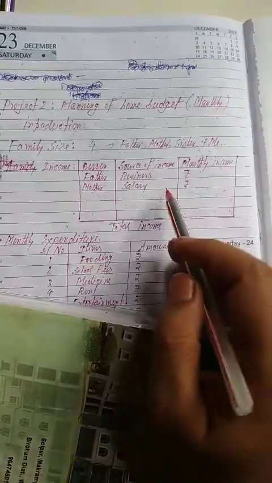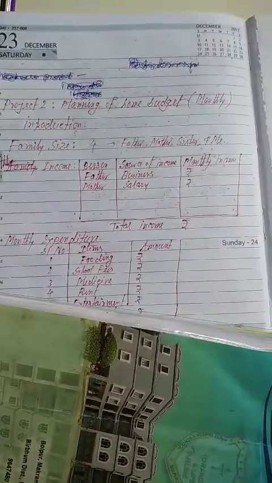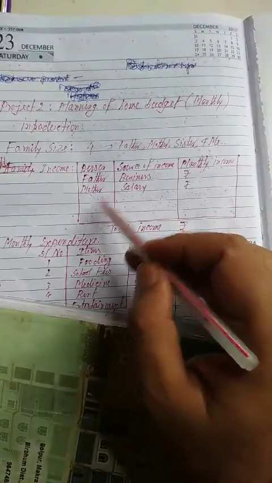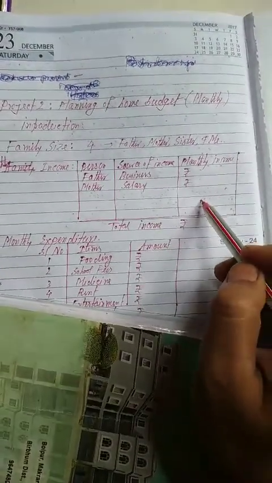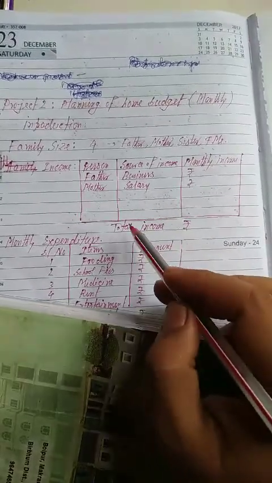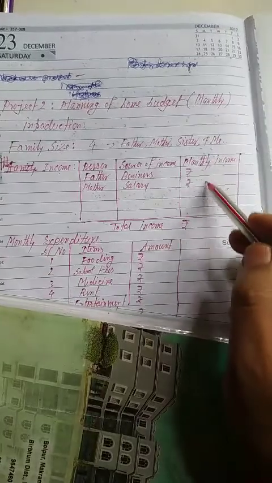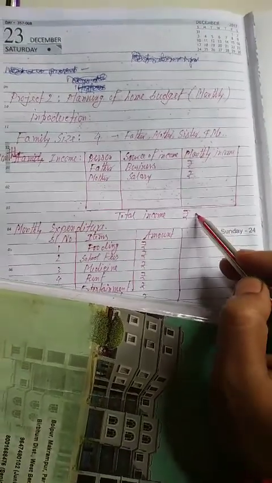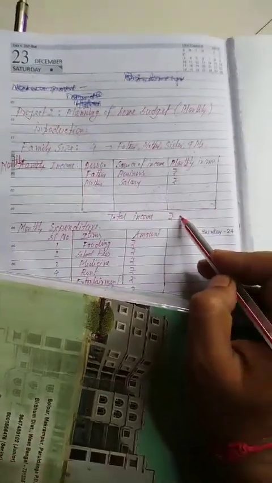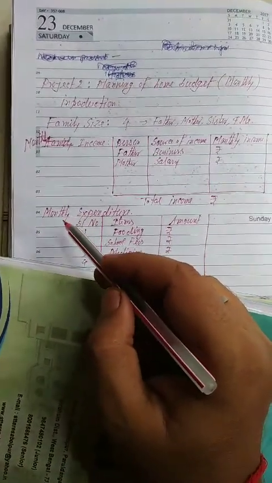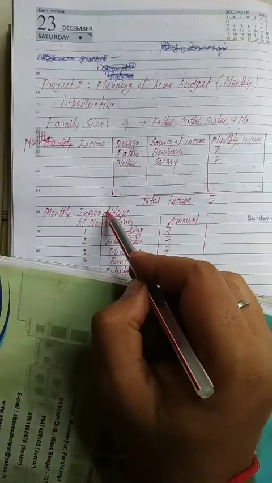So however many family members and earning members are there, you write their introduction, who they are, source of income and amount of income. Then after completing the chart, at the bottom you will write the total income. Adding all this income, you will get the total income. Okay. After completing the total income, you make the next item, you show the monthly expenditure of your family.